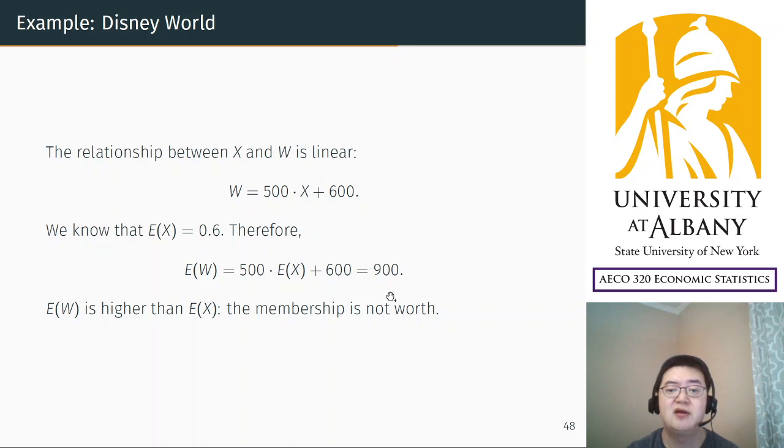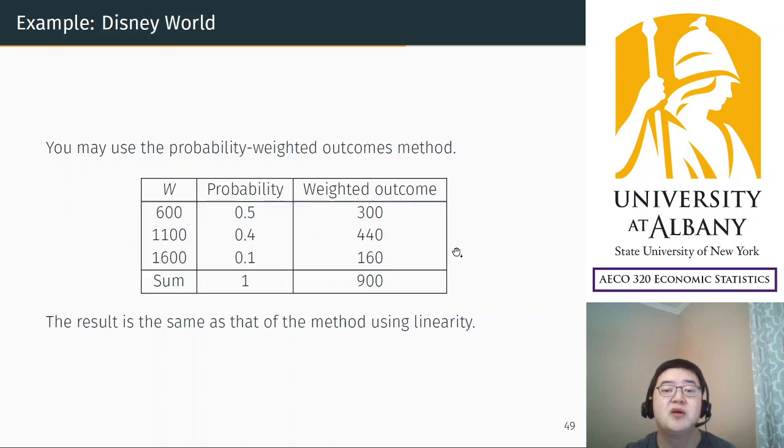It's even higher than the eBay ticket. So now the decision can be made easily. The membership is not worth it. You may also use the standard, general way of calculating probability weighted outcomes. Multiply probability by outcome, and so on, and add the three numbers. Of course, you have to get the same number. Otherwise, something is wrong.